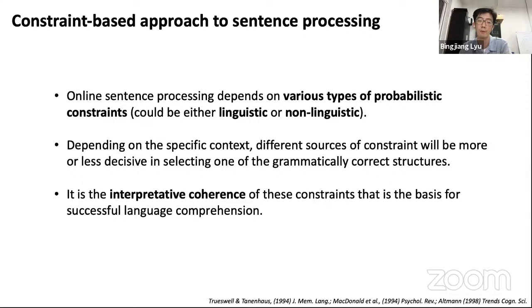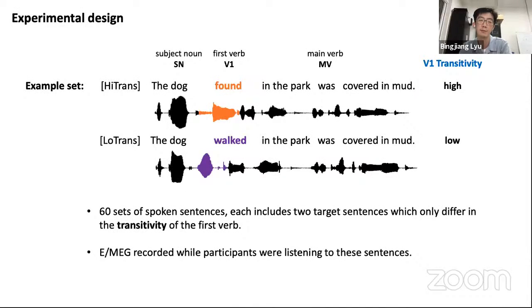In light of this view, we investigate how a structural interpretation emerges in the brain as the sentence unfolds word by word. So in this experiment, we constructed 60 sets of sentences. The two target sentences in each set only differ in the transitivity of the first word. That is the high-trans sentence and the low-trans sentence, while the subject noun varies across different sentence sets. And again, we used simultaneous EEG and MEG to record participants' brain activity while they were listening to these sentences without any explicit task.